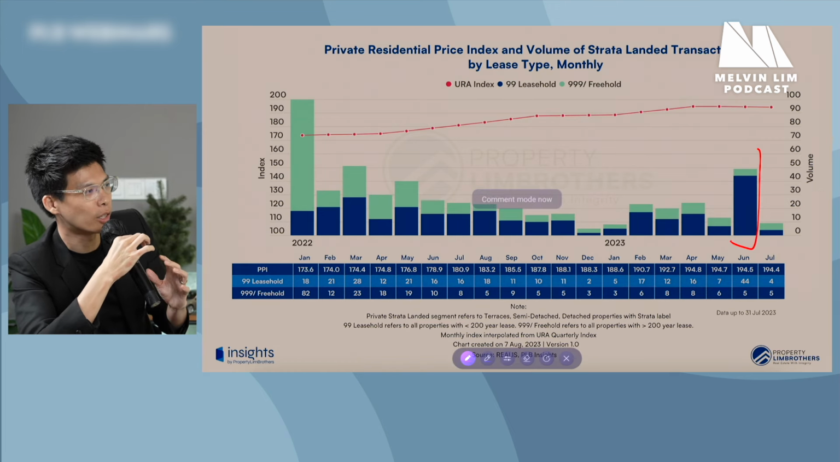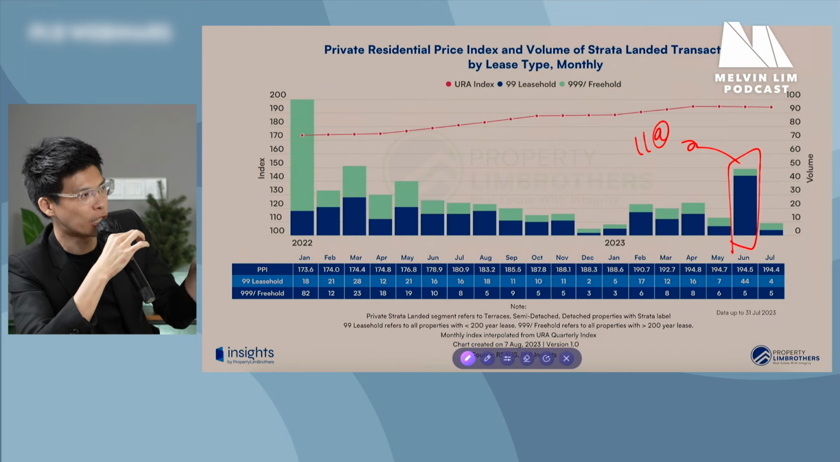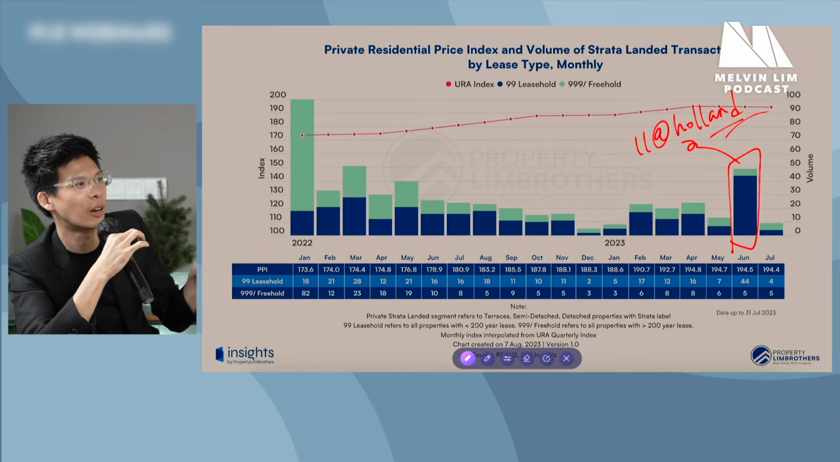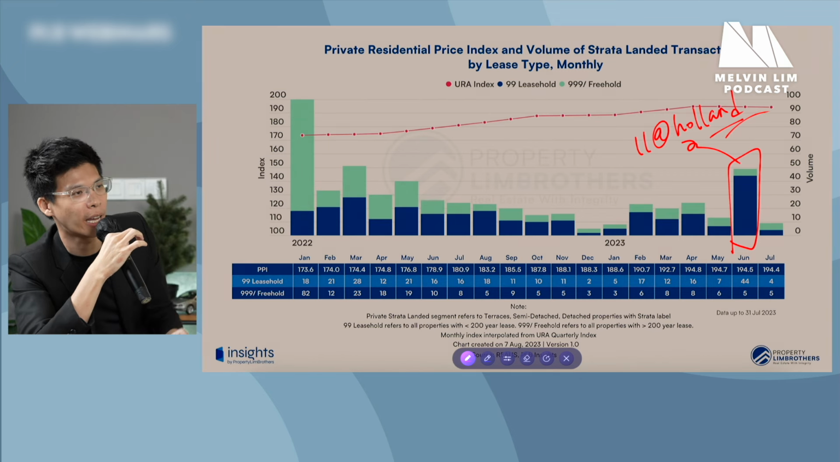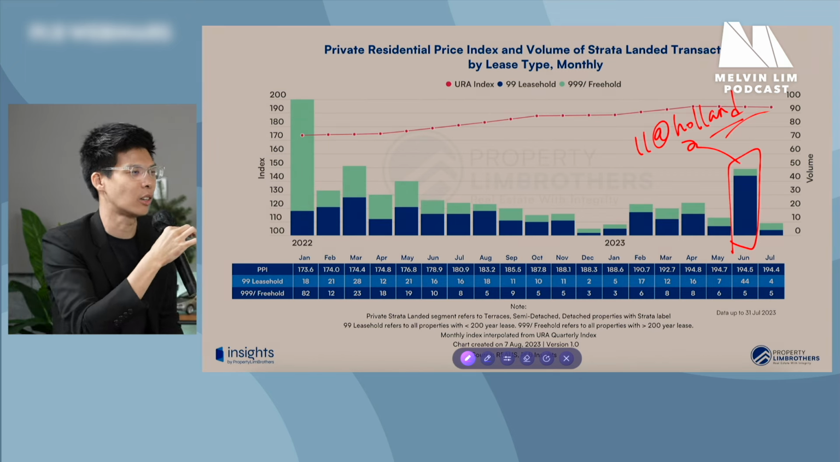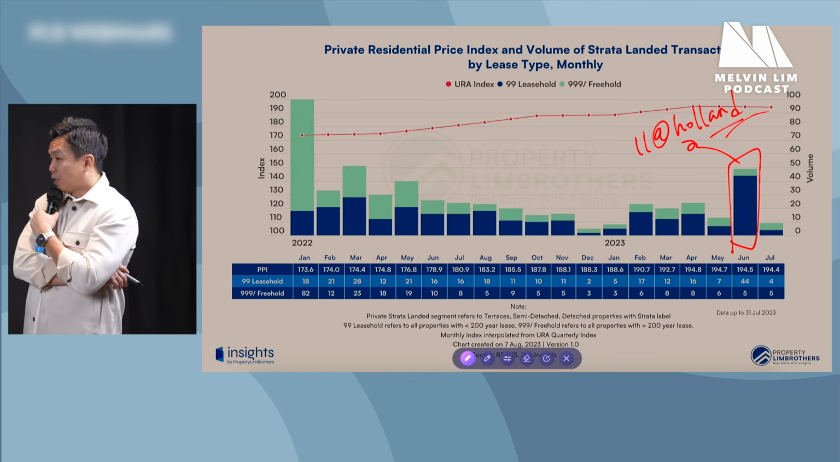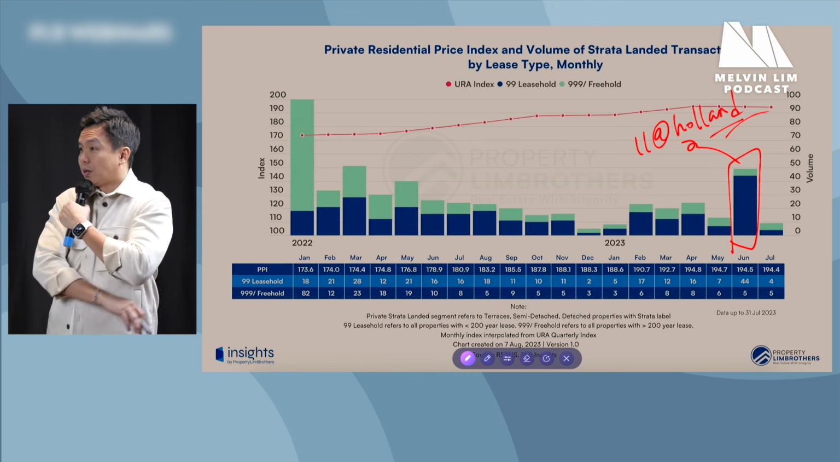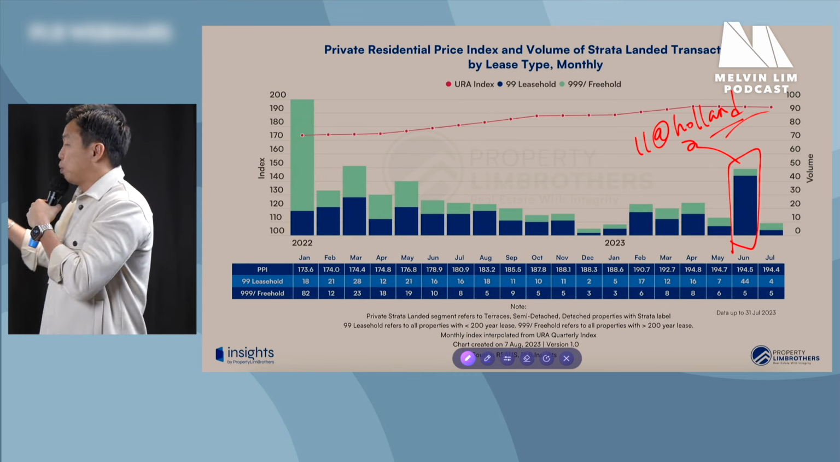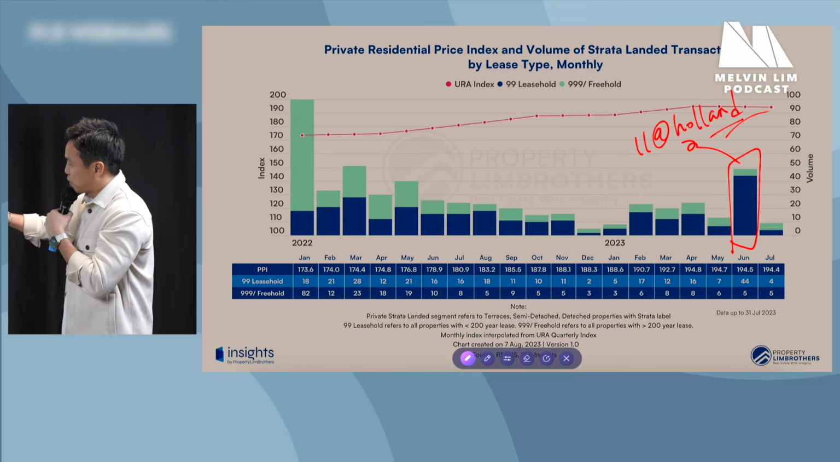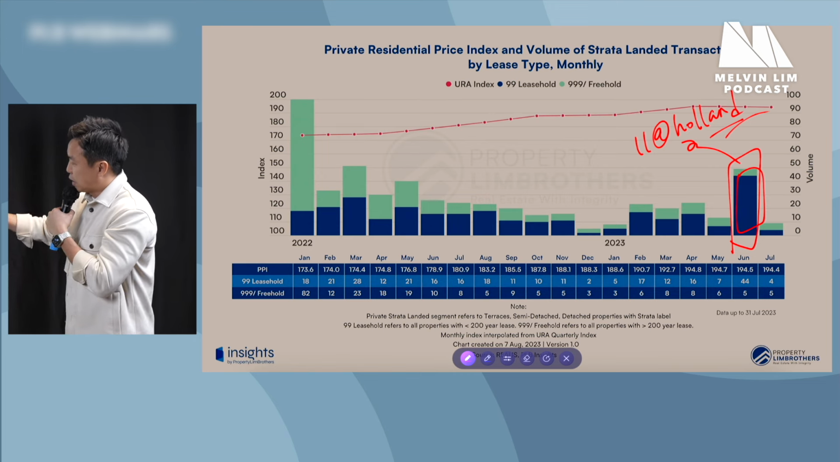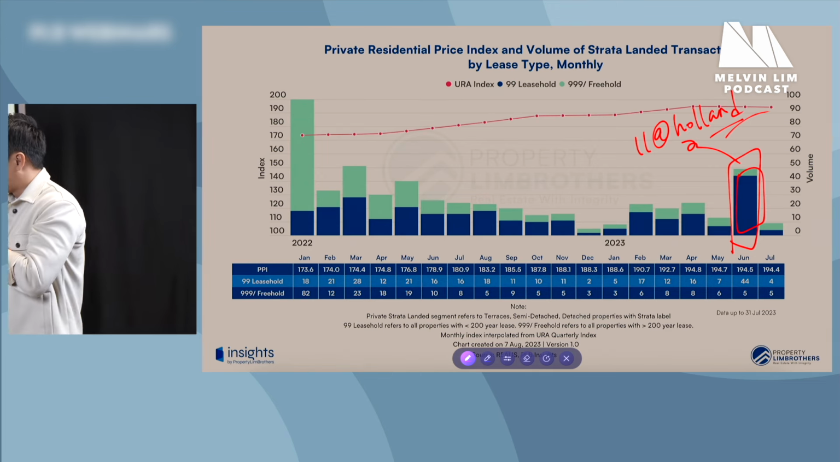And something that is very interesting is usually when you see a major jump in terms of volume of transactions, that is because there is a new launch, and there is 11 at Holland that Melvin just returned on the board. This was the 99 strata that came out, and it was basically like a one-off kind of sale, and a lot of people were very interested. So there was this prop up, and of course, these are all the 99-year properties that were being done, 11 at Holland.